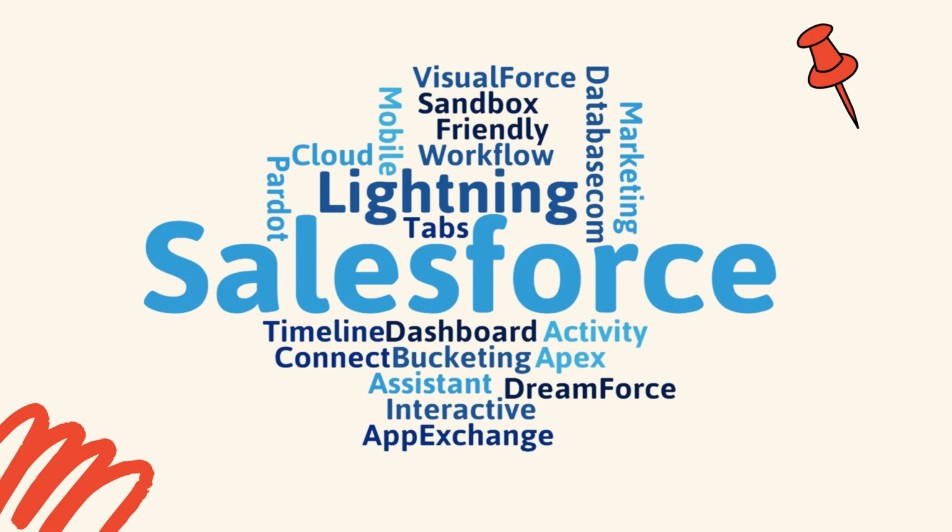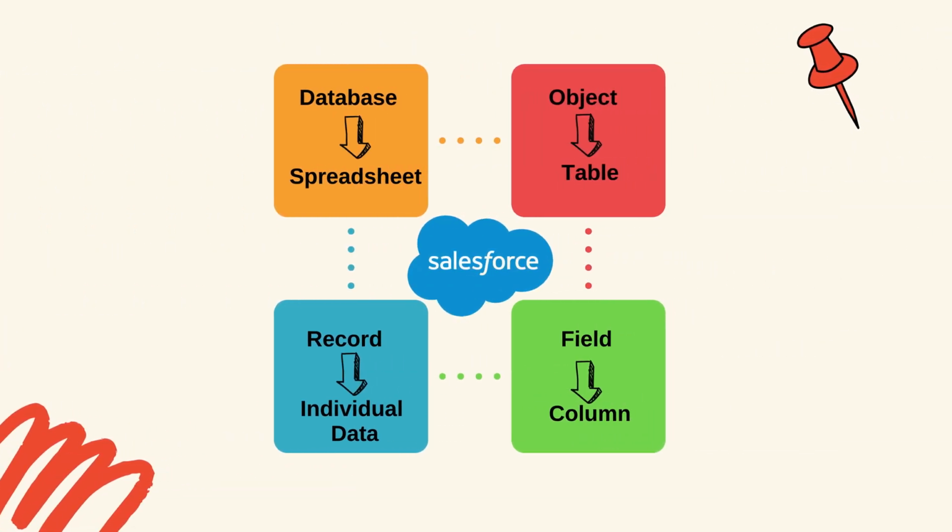It empowers you to customize and create what's distinctively yours, transforming those pre-built features into a tailored solution for your business success. Understanding Salesforce terms is crucial. A database is like a giant spreadsheet where information is stored. Objects are the tables holding specific data. Records are the individual data entries, and fields are the columns containing distinct information. Additionally, an org refers to your organization within Salesforce, a specific instance where these elements reside.